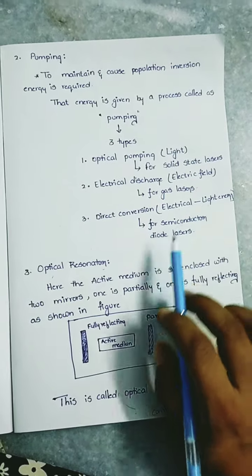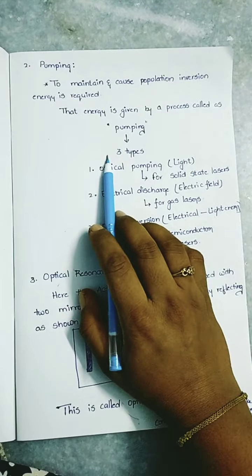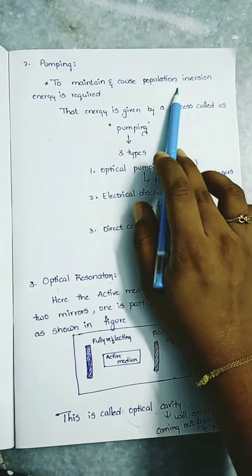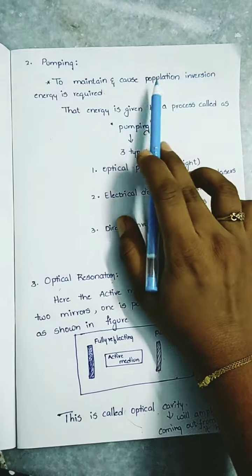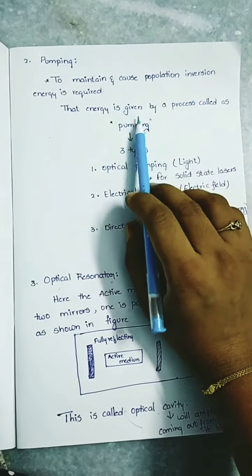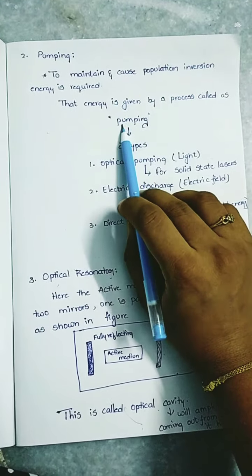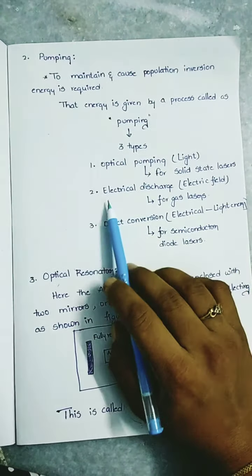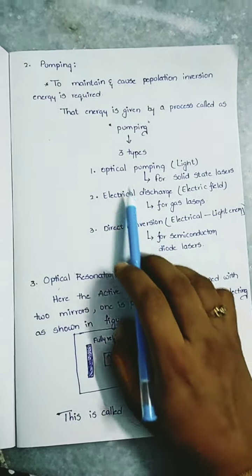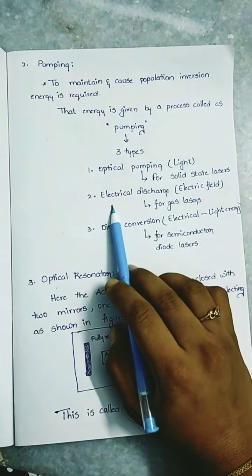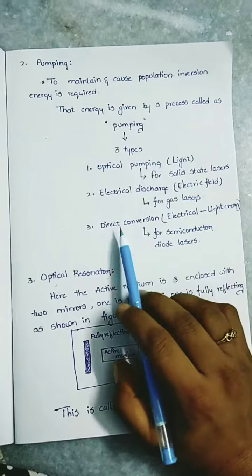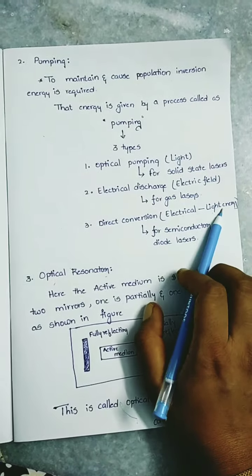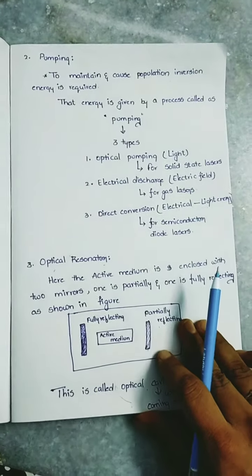That is an example. So pumping is the process where we supply energy for population inversion to happen. There are three types: optical, electrical discharge and direct conversion. In optical, we are using light. In electrical discharge, we are using an electric field. In direct conversion, we are directly converting electrical energy to light energy. This is all about pumping.